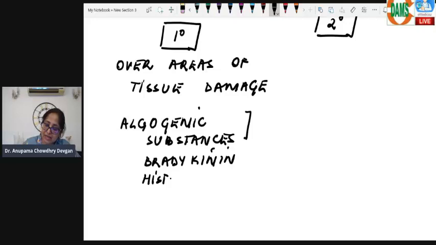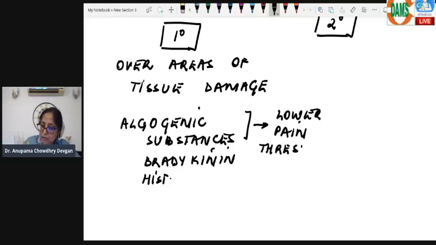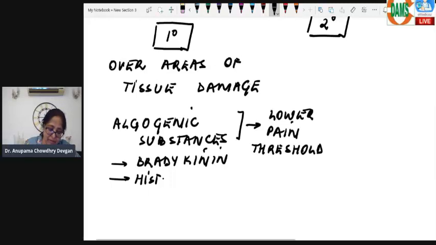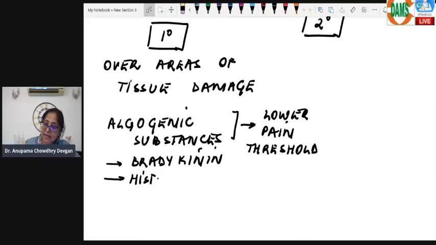And algogenic substances, they lower the pain threshold. So a small painful stimulus and the pain that you feel is much more than normal. So this is what is known as primary hyperalgesia. This is over areas of tissue damage. And algogenic substances will lower the pain threshold. Okay? Now, what happens in secondary hyperalgesia?